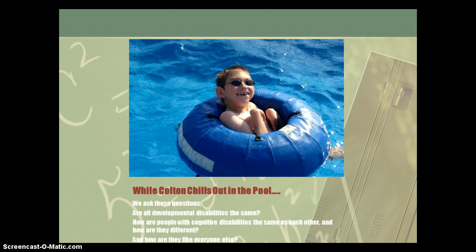Here's Colton again, chilling out in the pool. And so our question is, when a person has a developmental disability, are they all the same? Are two people with cognitive disabilities the same? Or are they different? And how are they different or the same from you?